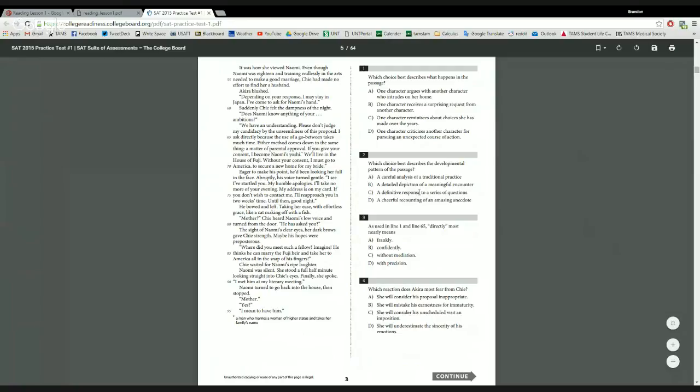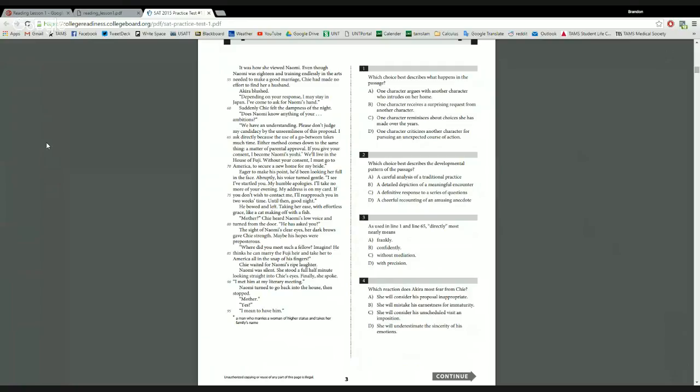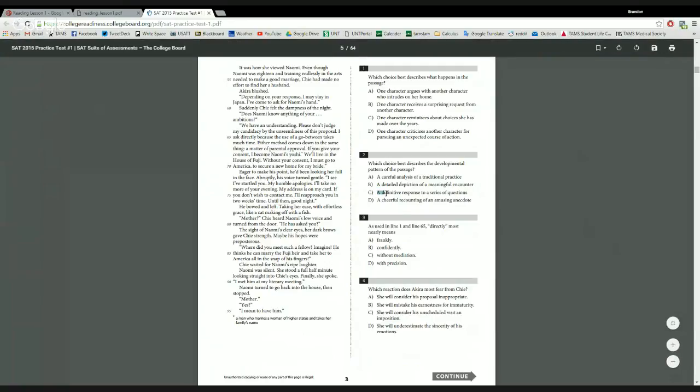C, a definitive response to a series of questions. This answer choice is actually kind of tricky, because assuming that you've only read the first paragraph, you may think that the question is solely on the first paragraph, when you're just trying to answer questions for the rest of the passage. This is not the case, so C is incorrect.